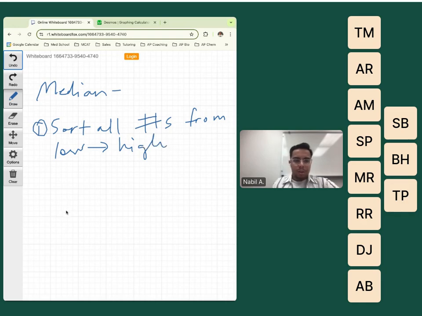Okay. So let me give you guys a quick example here. Let's say I had 1, 5, 9, 6, 11. What would be my median here? And these are all sorted from low to high. What would be my median? Okay, awesome. So it'll be 9.